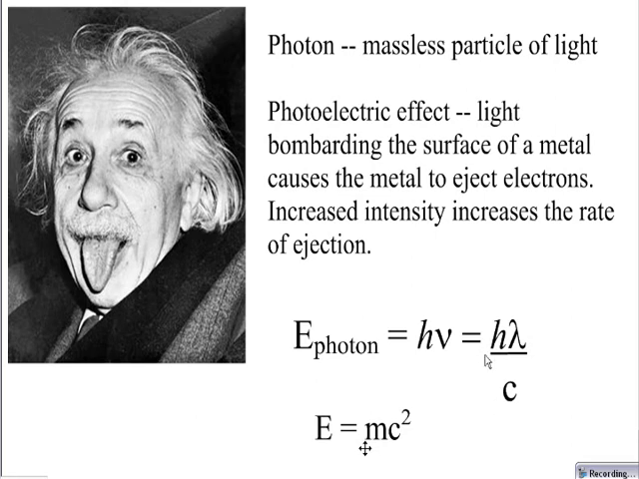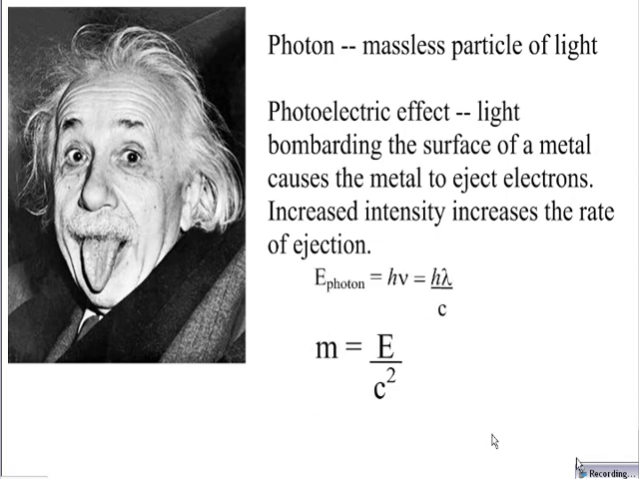So this is a typo here, but you probably know Einstein for his theory of relativity, where energy equals mass times the speed of light squared. So does that mean then that photons have a mass? Well, if we rearrange this to solve for mass, we have that mass equals energy divided by the speed of light squared.